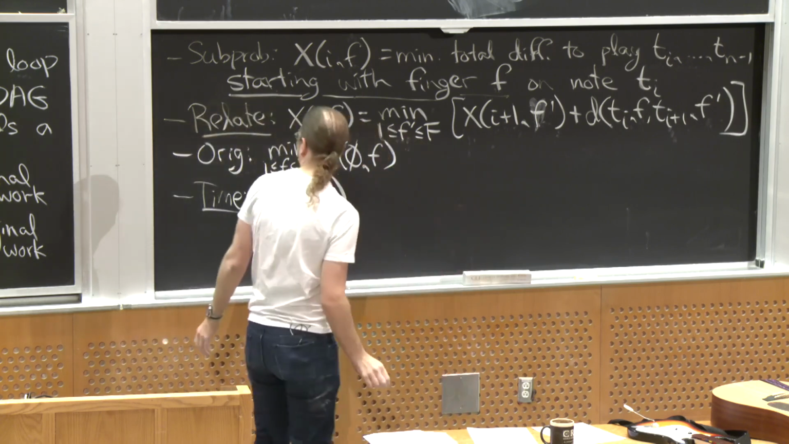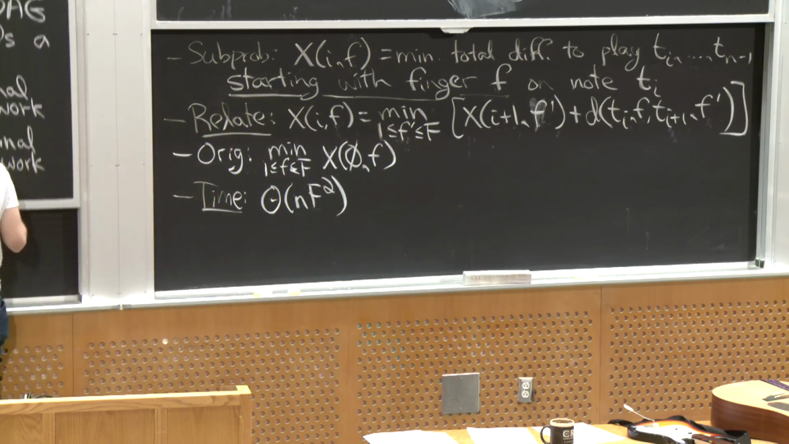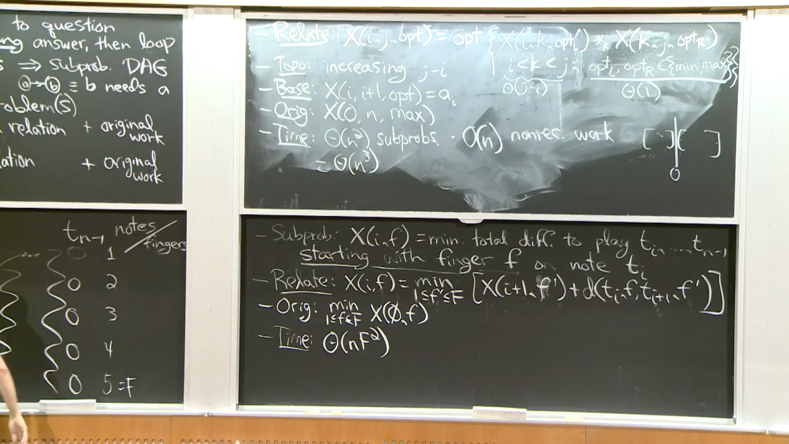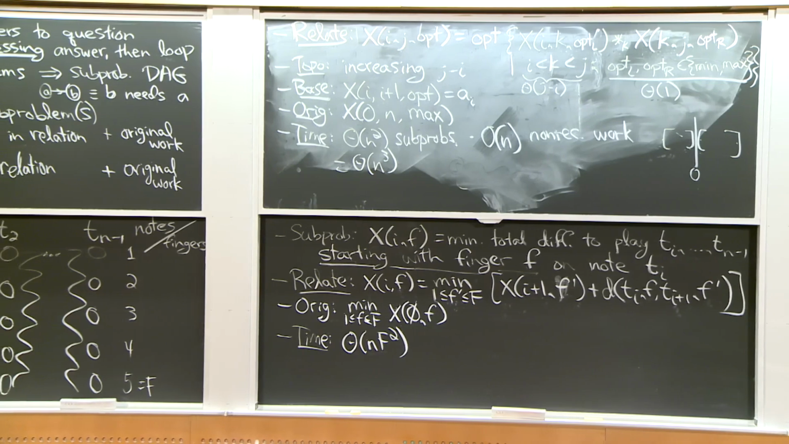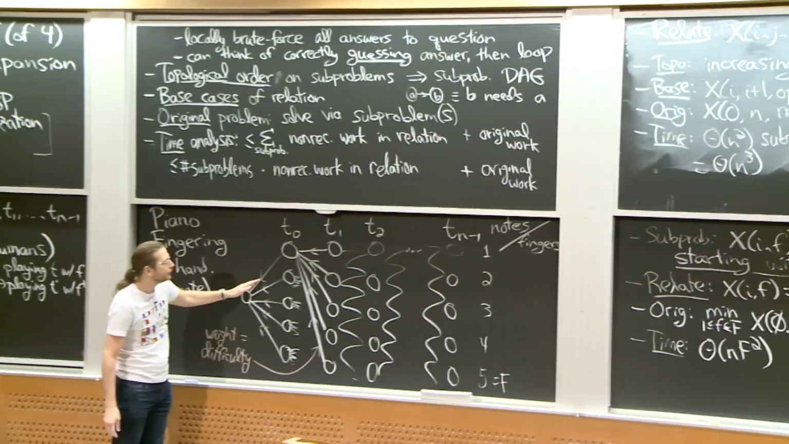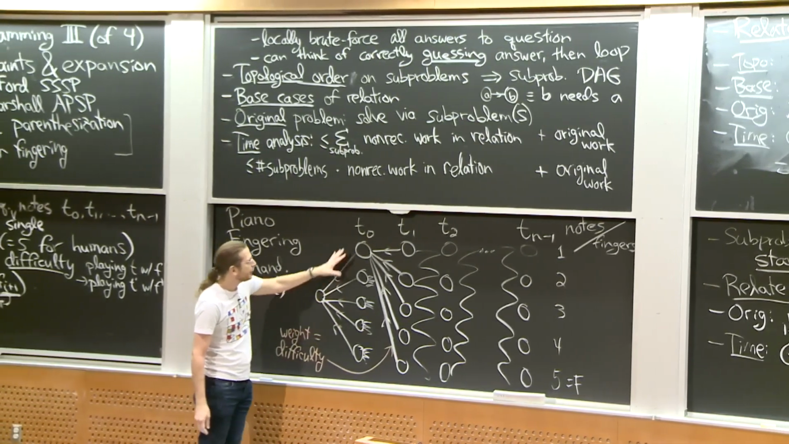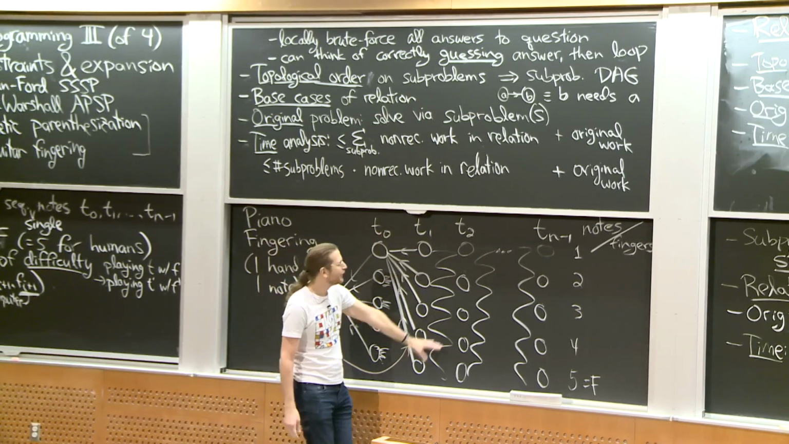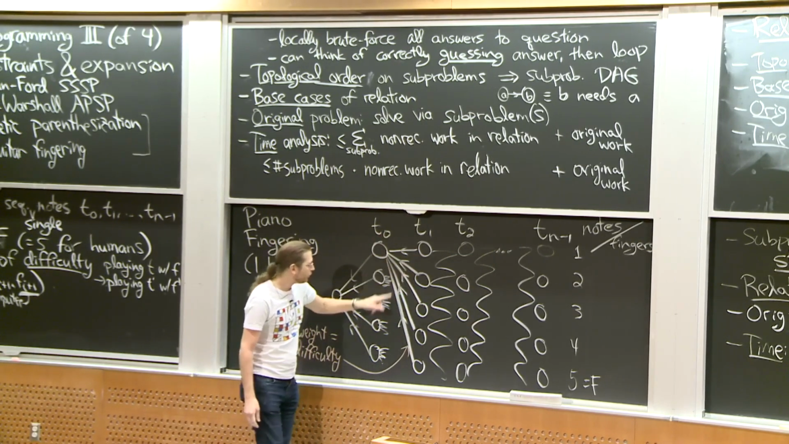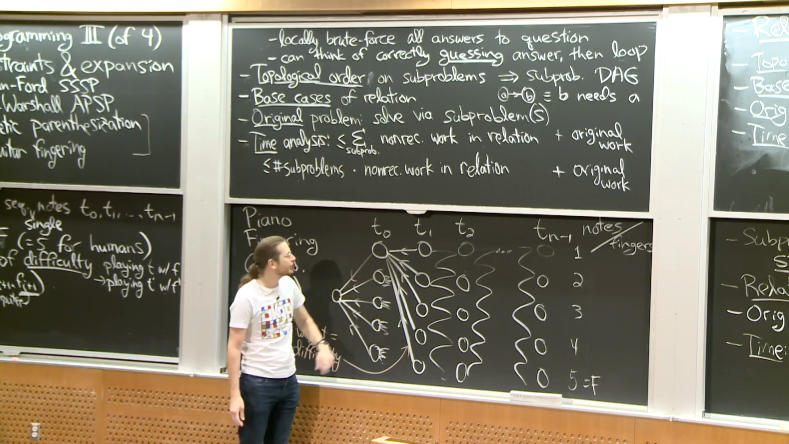Oh, I have a drawing of this DP, by the way, as a subproblem DAG. So this is the original problem, which is we don't know which finger to start with. But then we just have a complete bipartite graph here, where we write on each of these edges what is the difficulty of this transition.